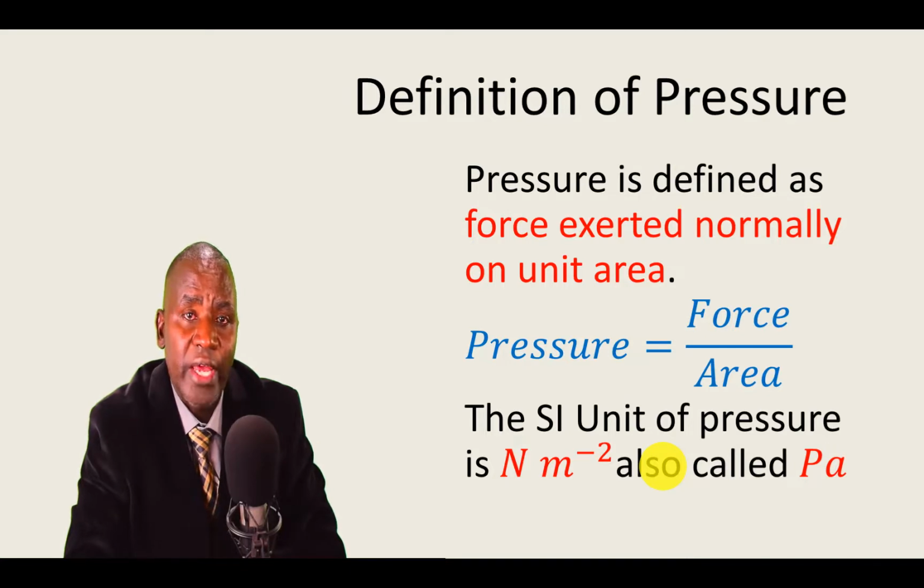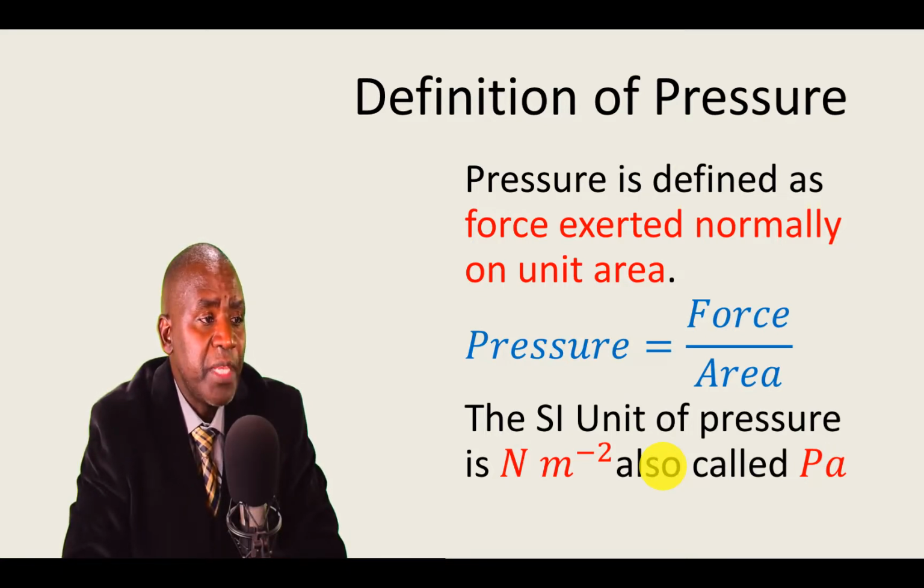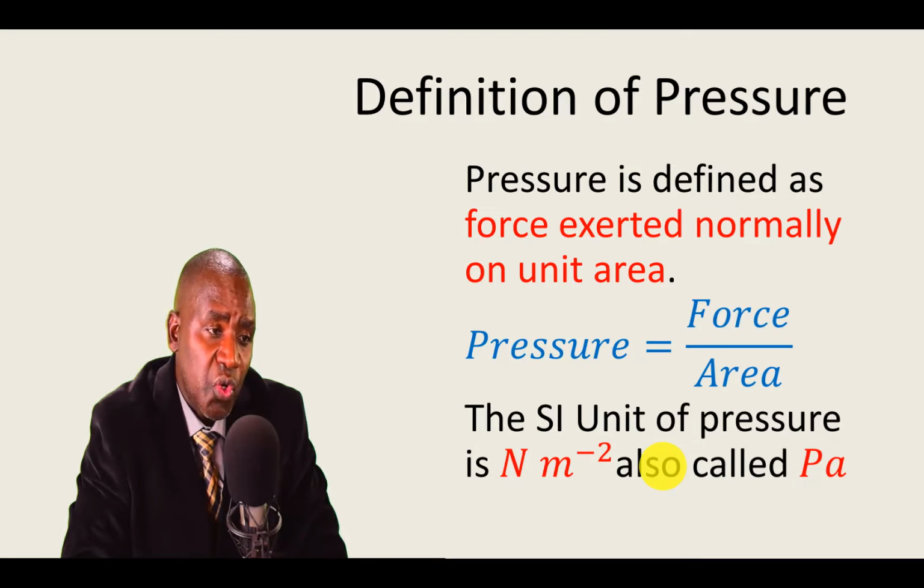of the triangle. Now, from this equation, we can see that the SI unit of pressure is newtons per meter squared, because the SI unit of force is newtons, the SI unit of area is meters squared, and when you divide force by area, in order to get the unit of pressure, you just divide the newtons by meters squared. This is also called Pascal, Pa.